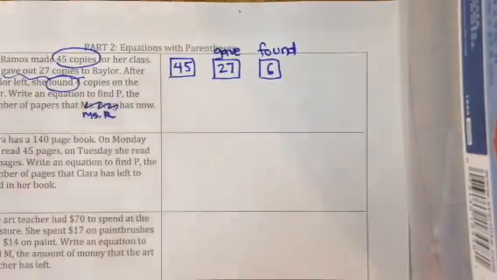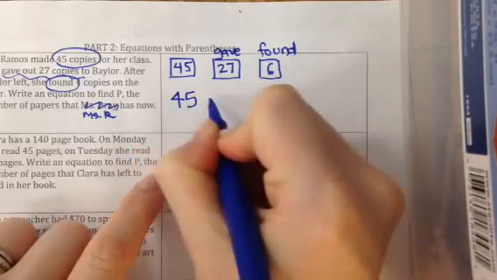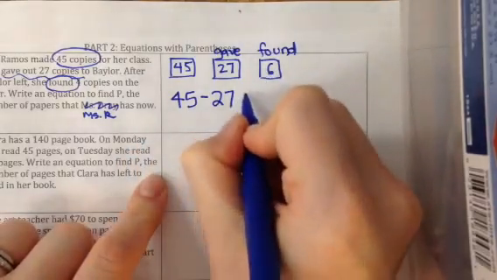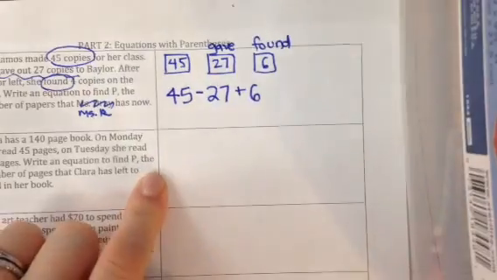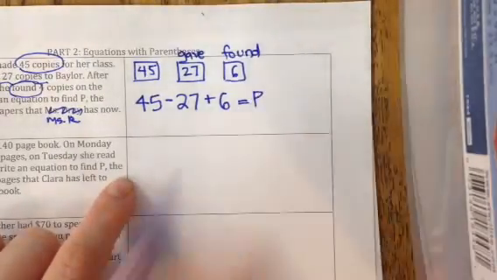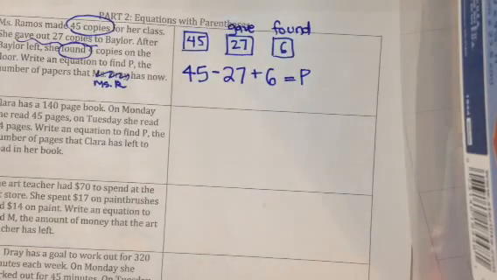So now that I've kind of created that visual for myself, I can go ahead and put the operations in. Well, if I'm giving something out, I'm going to subtract it. But then when I find something, I get it back, so I get to add it. So P for the number of papers I have is 47 minus 27 plus 6.